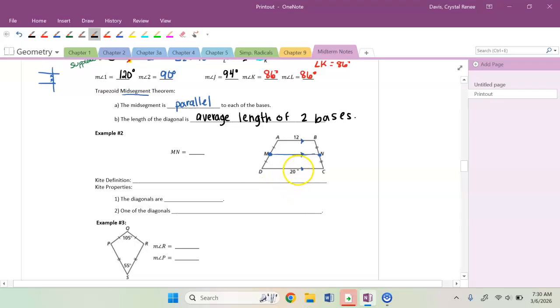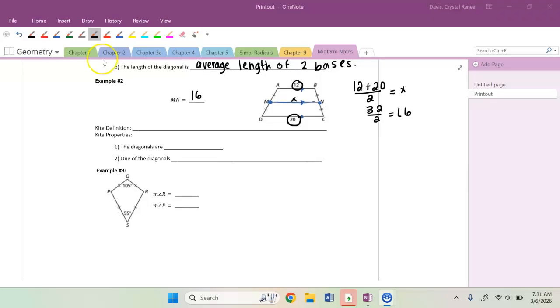So in this case here, my two bases are 20 and 12. Let's just call this X. And to find the average of two numbers, you simply add them up and divide by how many? In this case, there's 2. So this is 32 over 2, which is 16. So this here is 16.